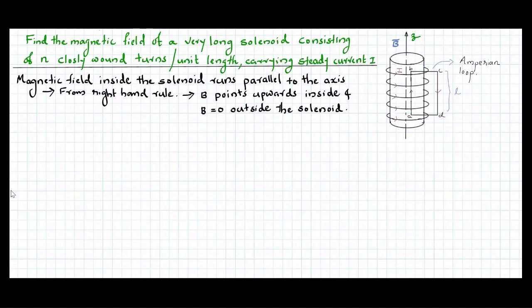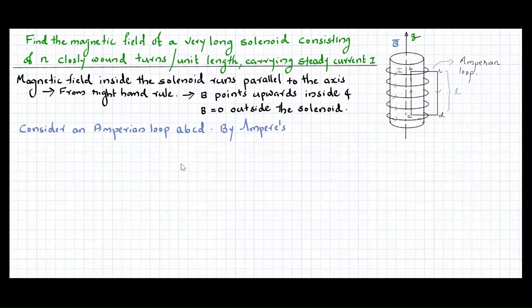Now to find the magnetic field of the solenoid, draw an Amperean loop as shown in the figure. Here it is a rectangular loop ABCD with the length of the loop being L. The Amperean loop is drawn in such a way that it is partially inside and partially outside.